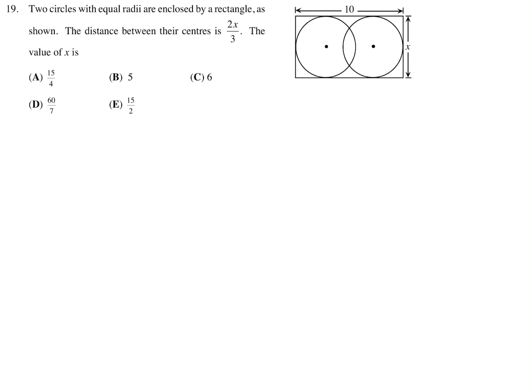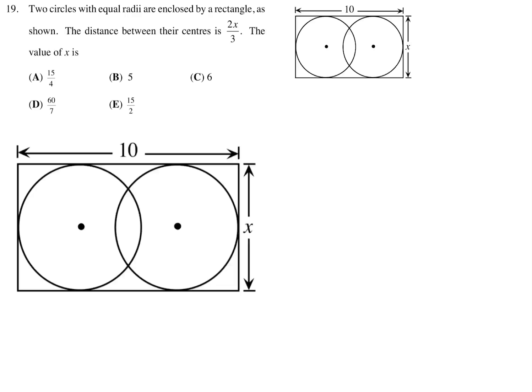Two circles with equal radii are enclosed by a rectangle as shown. The distance between their centers is 2x over 3. The value of x is. So first, let's label the distance between the centers. So like that. And they are saying that that distance is equal to 2x over 3. Like that.